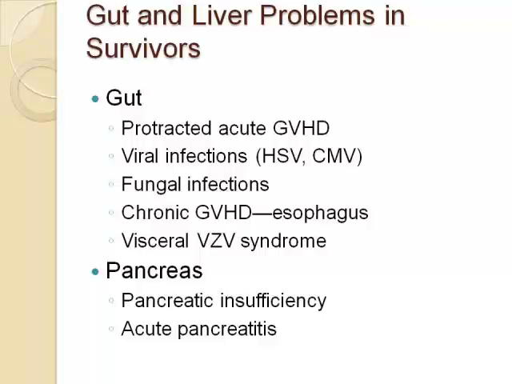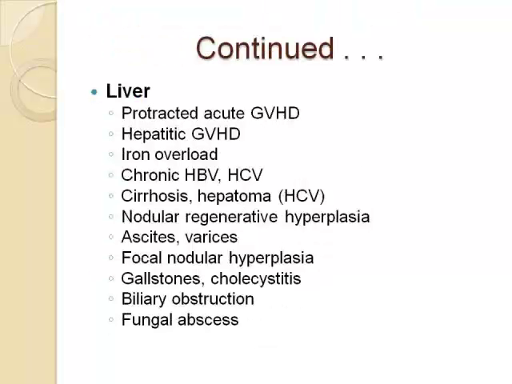Pancreas, that's when you have acute pancreatitis. You might eat and have that sharp pain. So these are the other things that we're ruling out. And if you look at the liver, if you walk into our office and suddenly your liver enzymes have shot up, we're going to assume it's probably graft versus host, but we need to rule out these other things.